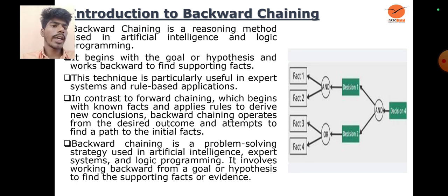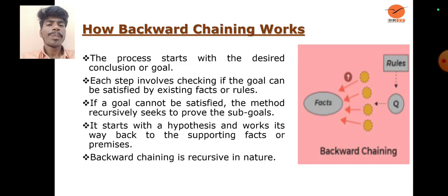If we observe the diagram, here are the facts, the AND and OR operators, and decisions, and finally they reach the rule based systems. How backward chaining works: the process starts with the desired conclusion or goal.